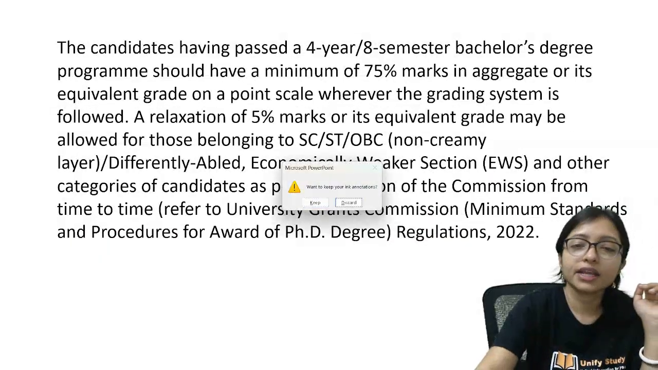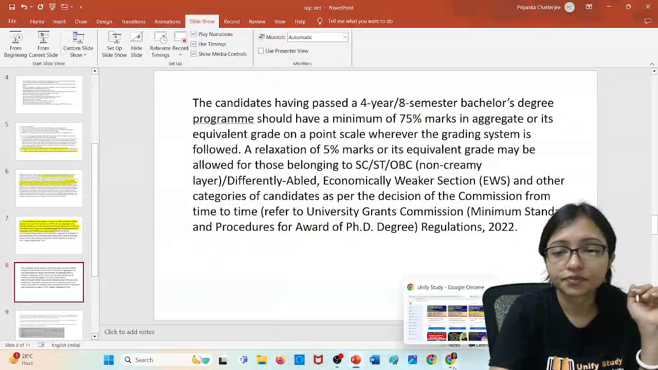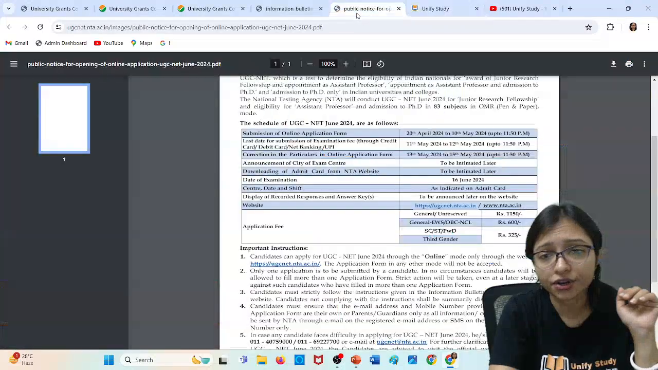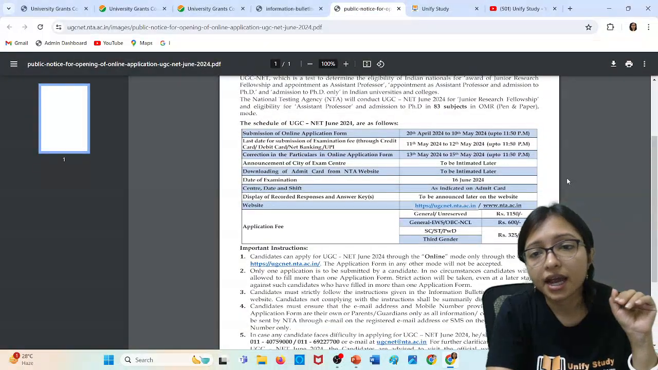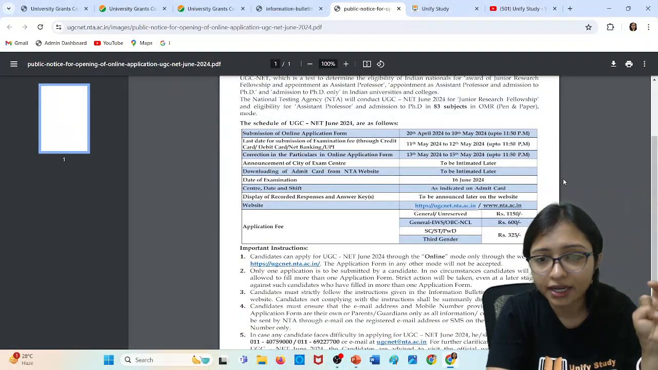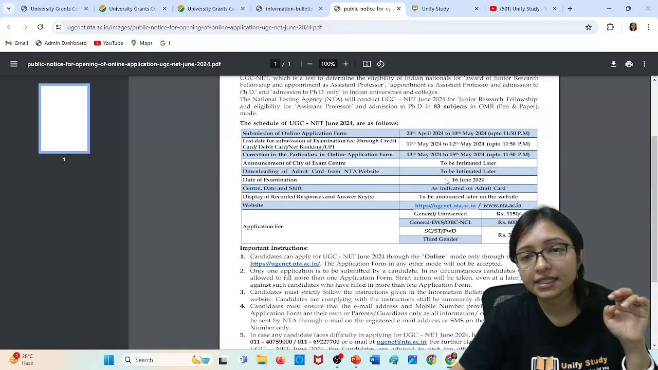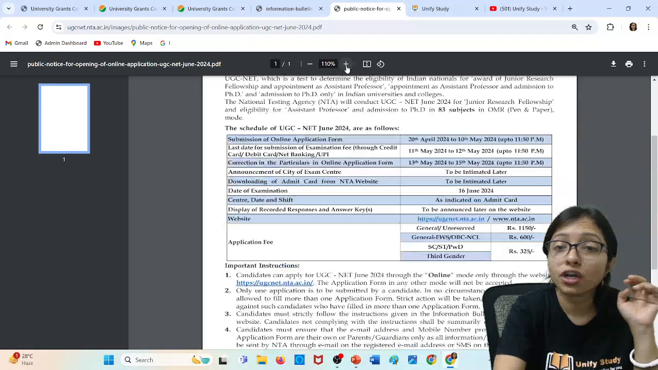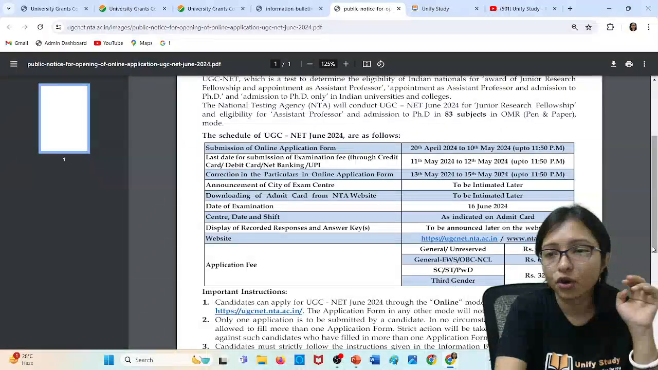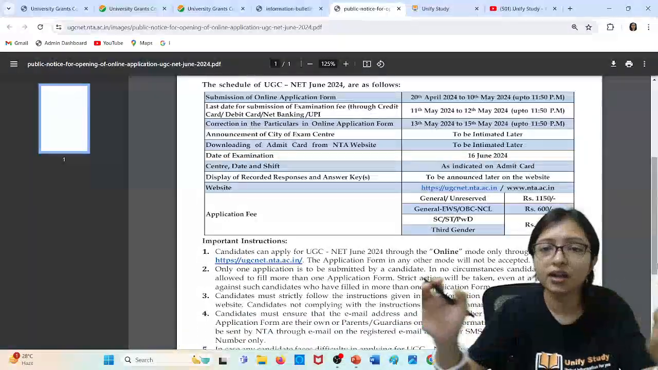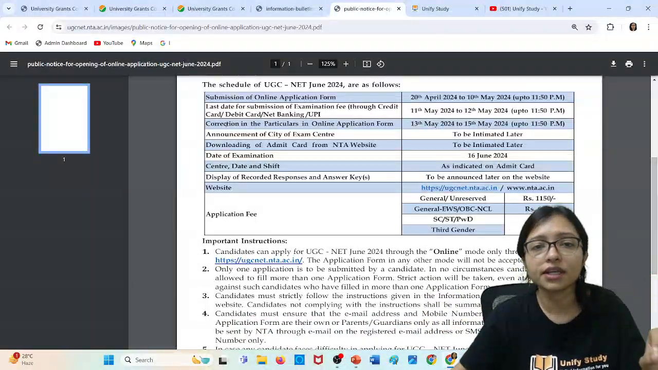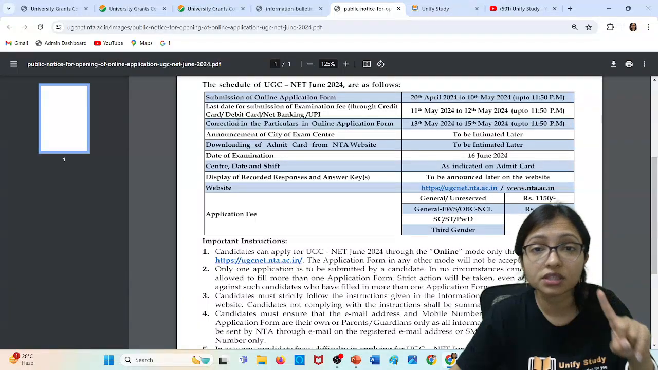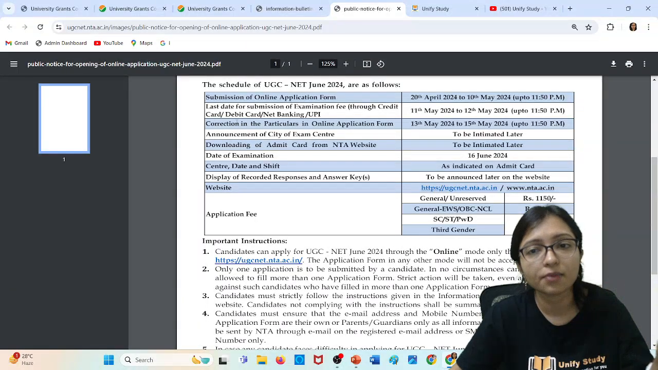So these are all the changes. Now the exam date is already released. You saw the exam date already in this public notice, that yes, the exam is going to be conducted. Examination date is on 16th June, right? So 16th June, only one day exam. There will be only one day, 16th June, one day exam for everyone all over India. Everyone will attempt the same paper. For paper 1, same common paper. For paper 2, it will be different.